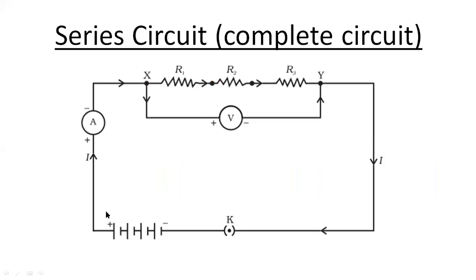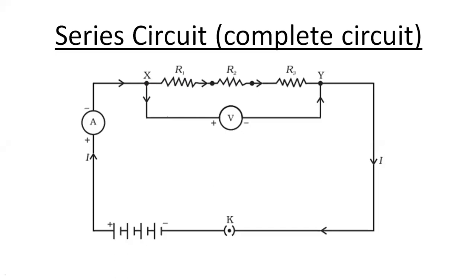So you can see there is a combination of cells here, so that means it's a battery. Then we have A, meaning ammeter. And focus on these resistances, R1, R2 and R3. You can see one end is connected to the start of the next. Matlab end to end connection hai. So this is basically what kind of combination? Series combination. So R1 is connected to R2, R2 is connected to R3. So basically it is a series combination.